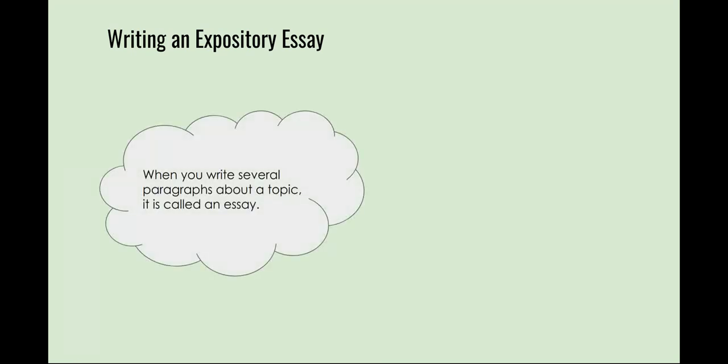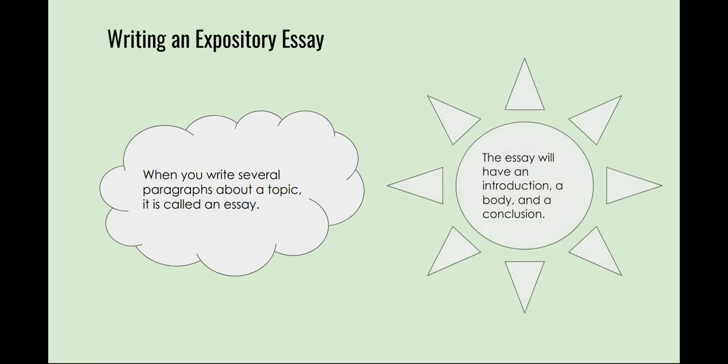All right, so we're going to write an expository essay. When you write a lot of paragraphs about something, it's called an essay. Yeah, now you know what an essay is. An essay contains an introductory paragraph, a body, and a conclusion, which is your final paragraph. So the body is going to have 3 paragraphs. That makes 5. And expository just means that we're going to explain something in our essay.